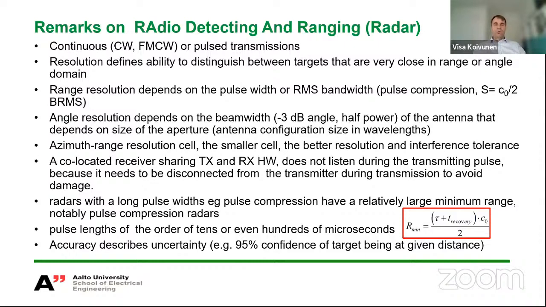And of course, from the resolution point of view, the smaller azimuth range resolution cells you have, the better resolution you will have, and the better also interference tolerance you will have.